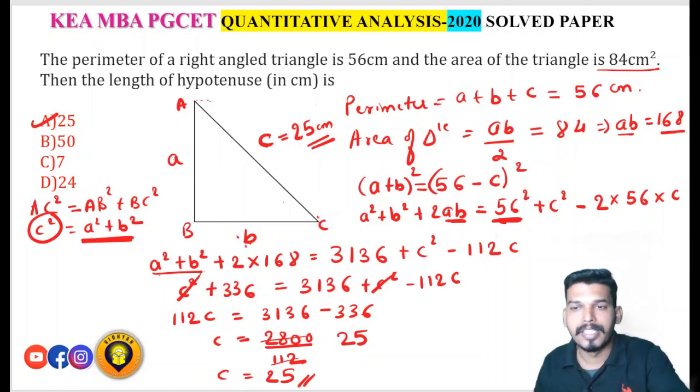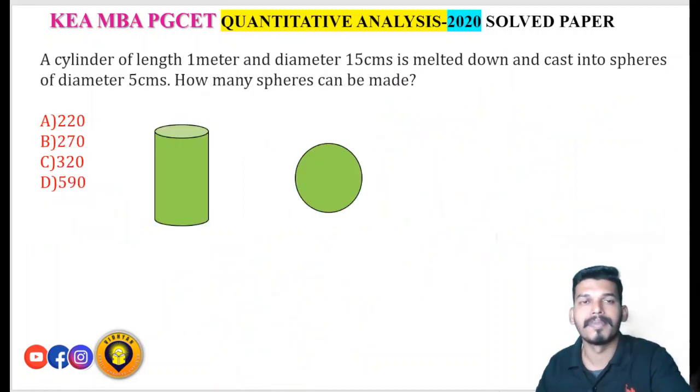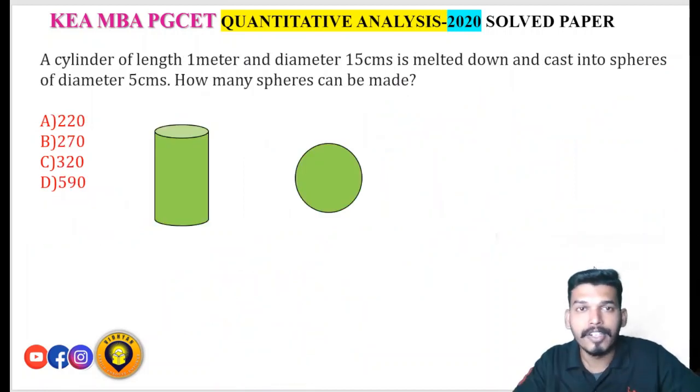Okay, let's move on to the next one. A cylinder of length 1 meter and diameter 15 centimeters is melted down and cast into spheres of diameter 5 centimeters. So how many spheres can be made?